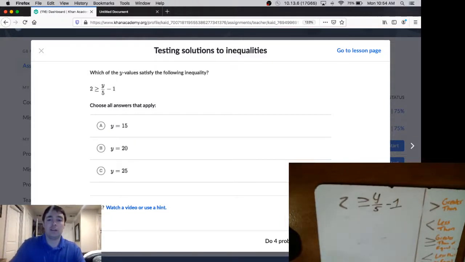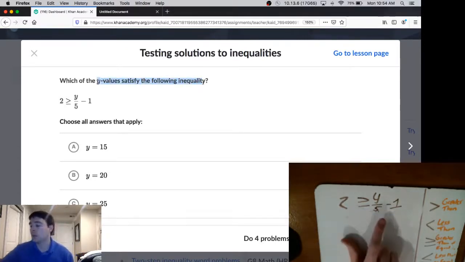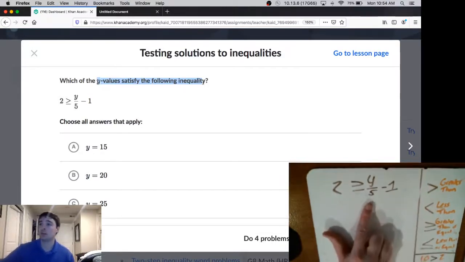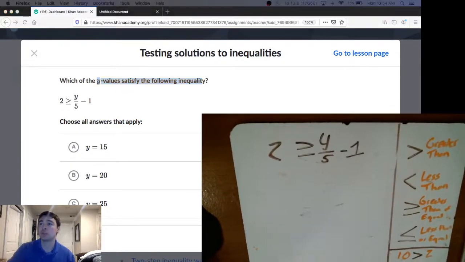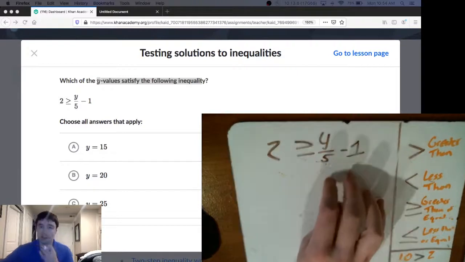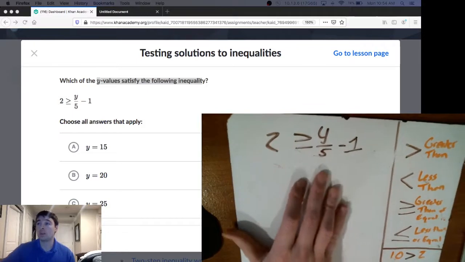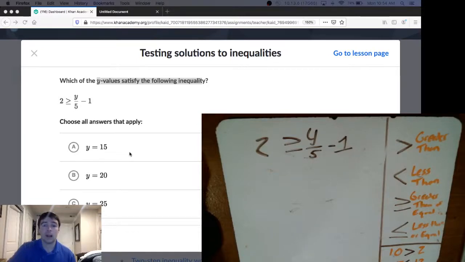And then we see here, they say which of the y values satisfy this inequality. In other words, which values for y could we plug into this equation so that the inequality would actually be a true statement, so that 2 would be greater than or equal to whatever y divided by 5 minus 1 makes. So there are two ways to go about this. I think the most straightforward way, and especially if you haven't solved inequalities yet, is that I can go ahead and plug in these numbers.